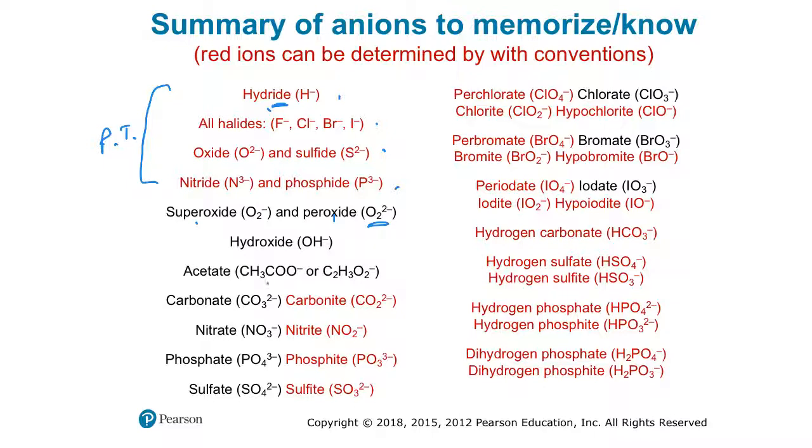Hydroxide, OH minus, acetate ion. There's two ways to write the formula. This way is a bit more structural in the way it's given. It's probably a little bit more helpful, but it's just summarized in the carbon count, C2H3O2 minus. Carbonate, carbonite, nitrate, nitrite, phosphate, phosphite, sulfate, sulfite.